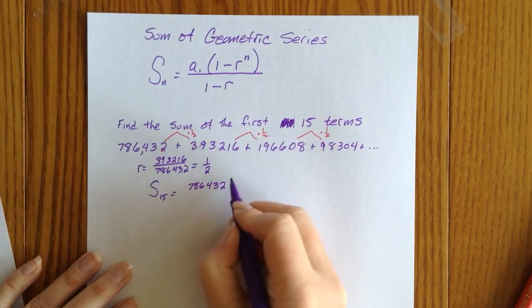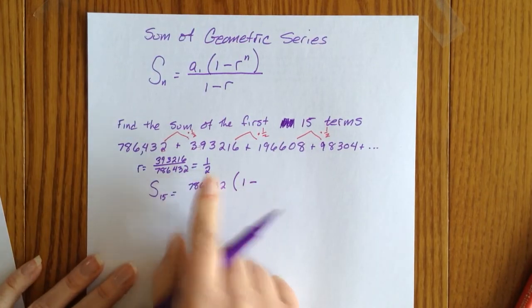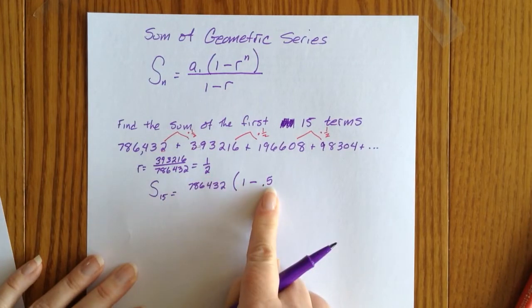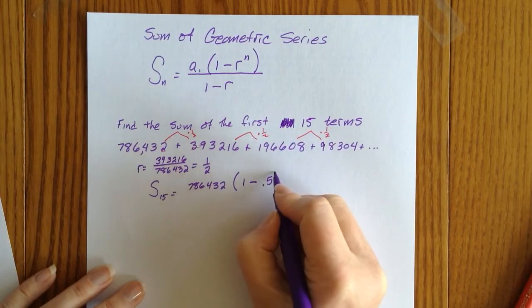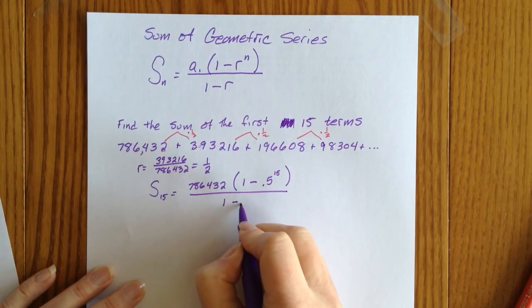Did I write it down right? Yes, I did. 1 minus. Now, it's easier to use the decimal here, I believe, unless you want to use your fraction maker. So I'm just converting r to 0.5, and there are 15 terms. n is 15. And we're going to put that over 1 minus 0.5.